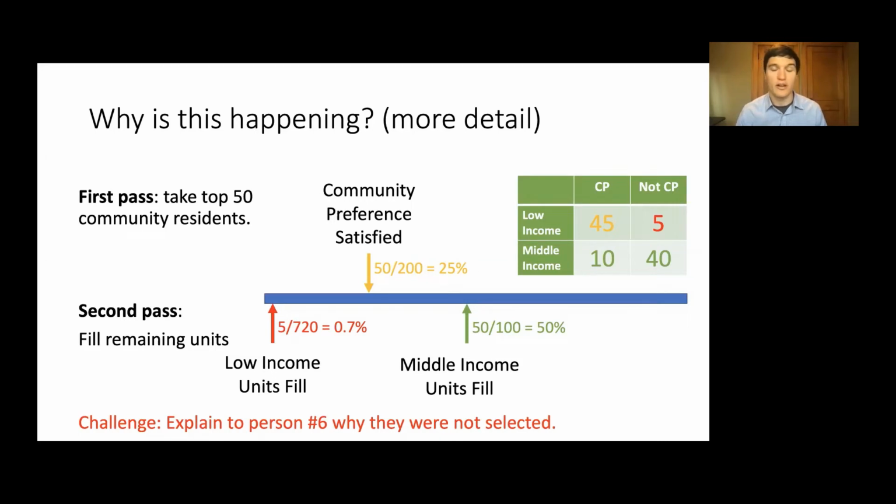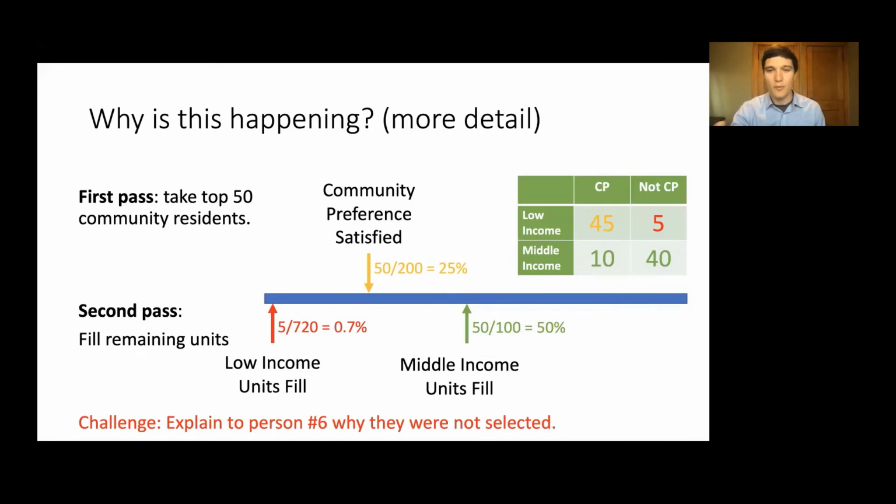They were told they're applying for a building with 100 units. They got the 6th best lottery number of everyone. And you're telling them, sorry, we didn't have space for you. And they might ask you, well, why not? This seems like I got a great lottery number, I should be housed. And you would say, well, you were skipped over in the first pass because you weren't from the community, and you were skipped over in the second pass because we ran out of low-income units.